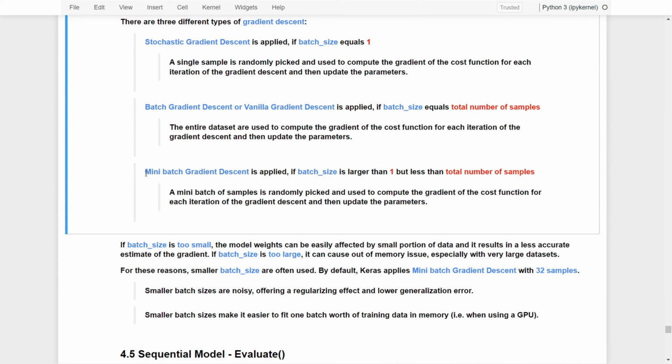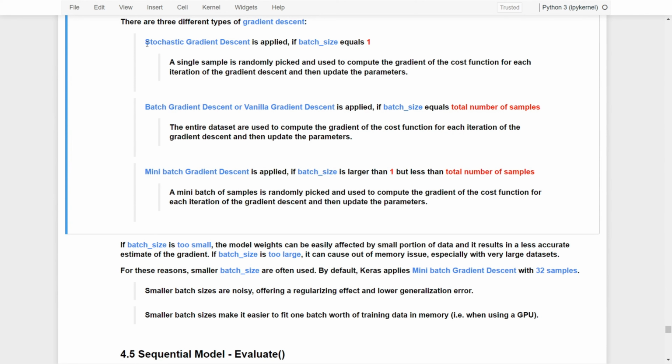Finally, we have a balance between stochastic gradient descent and batch gradient descent, and that is mini-batch gradient descent. If that is applied, then the batch size is larger than 1, but less than the total number of samples. A mini-batch of samples is randomly picked and used to compute the gradients of the cost function for each iteration of the gradient descent, and then update the parameters.